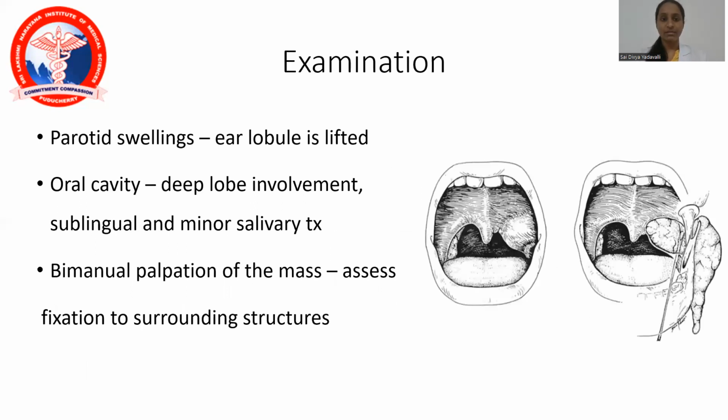On examination, in a parotid swelling, there is a characteristic feature that the earlobe is lifted. When the deep lobe is involved, there can be a swelling seen in the oral cavity, as can be seen here. This is the deep lobe of the parotid that can be seen from within the oral cavity. Oral cavity examination may also reveal tumors of the sublingual and minor salivary glands. Bimanual palpation of the mass will help to assess fixation of the mass to the surrounding structures.